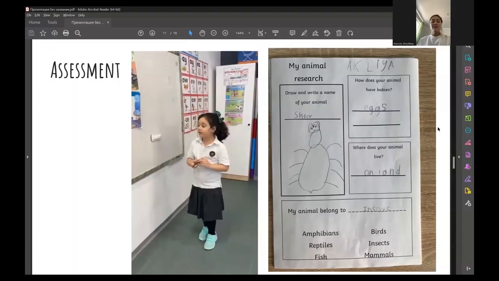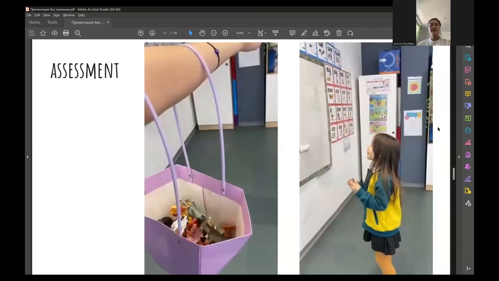So this was really fun. After the assessment, I let them play with these toys. So it was also a fun activity for them, and also kind of an assessment. So you may see you are introduced to a writing assessment and a speaking assessment. Next slide, please.